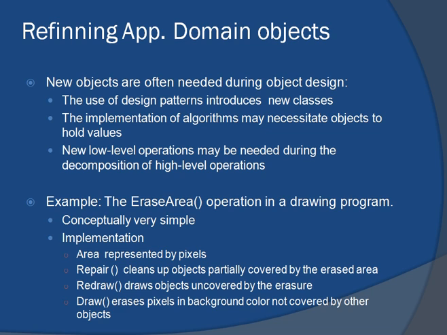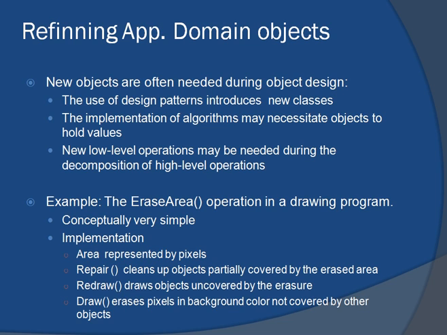Let us have a look at an example to better understand what we mean by refining the application domain object. So consider we have an operation called erase an area. Erase area is the name of the operation in a drawing program, where we are drawing something over the canvas. So conceptually it appears to be very simple. Its implementation includes area represented by pixels.